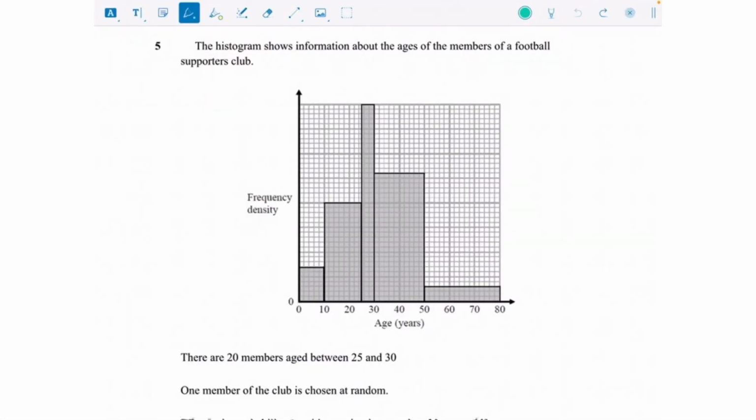So histograms are a little bit like a bar chart with one big difference, and that is that the area of the bars represents the frequency rather than how far up the y-axis it goes.